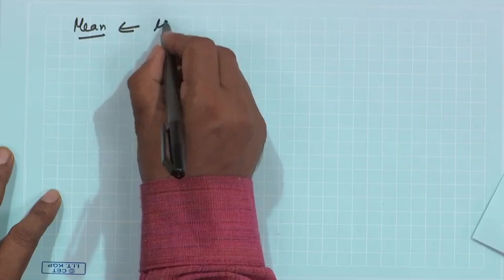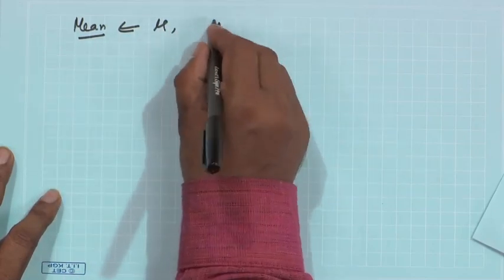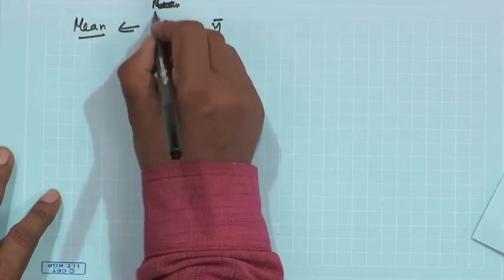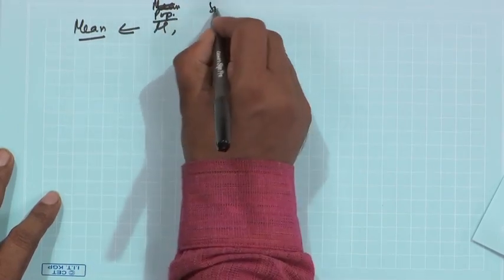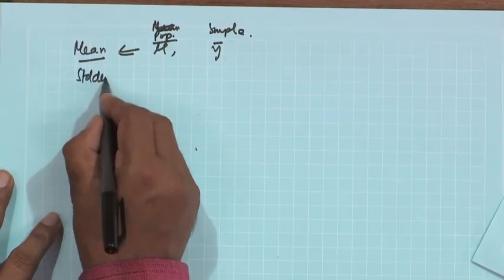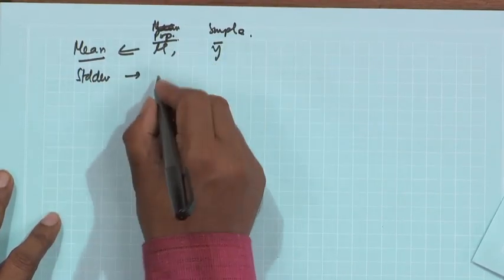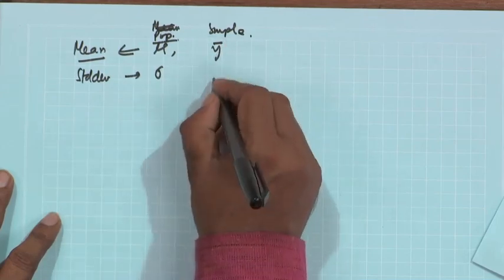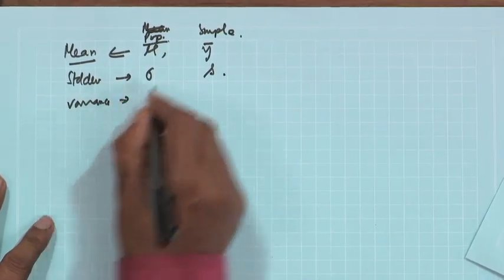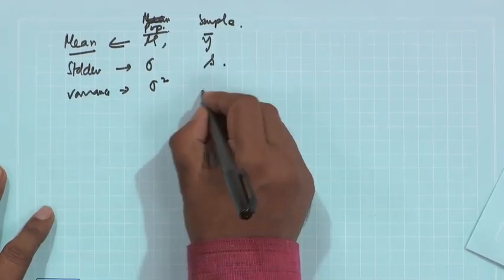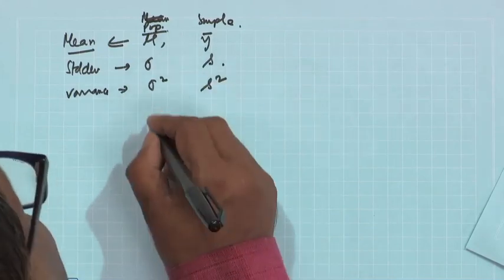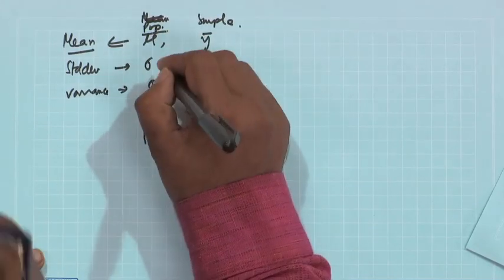With respect to the population the mean is mu, with respect to the sample it is y bar. We will be interested in the standard deviation: with respect to the population it is sigma, and for the sample it is S. We will be interested in the variance: for the population it is sigma square, and for the sample it is S square.